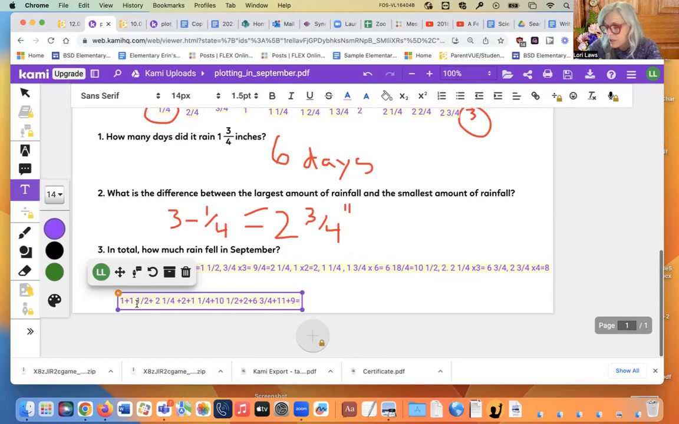plus 6 is 26 1/2 plus that 3/4. So now we have to change our 1/2 back into fourths. So let's make it 2 fourths. 26 2/4 plus 3/4 equals 26 5/4, which is the same as 27 1/4. And then plus 11 is 38 1/4. Plus 9 more is 47 1/4 is what I got.